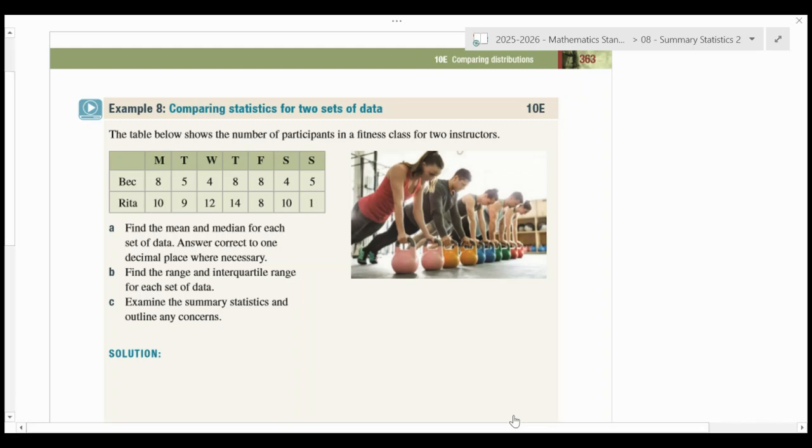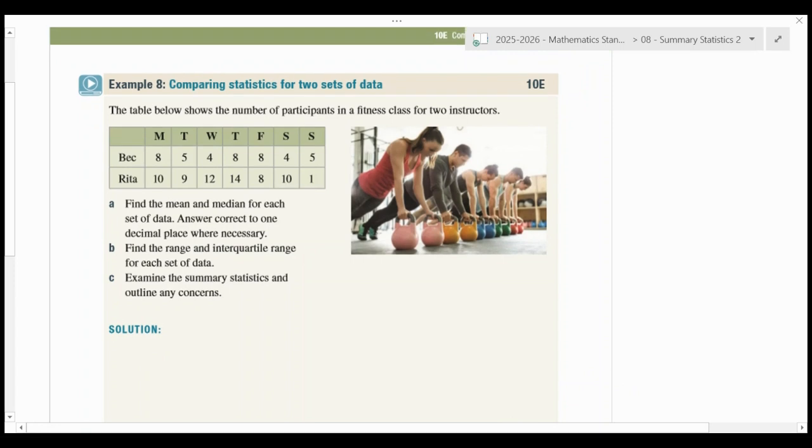Okay, comparing statistics for two sets of data. Now, this one, I'm not going to have the calculator up, and you know how to use the calculator by now. If not, go back and watch one of the other two or three previous videos, or come and see me. We have to find the mean and median for each set of data.